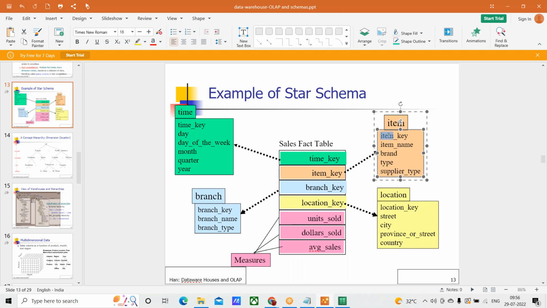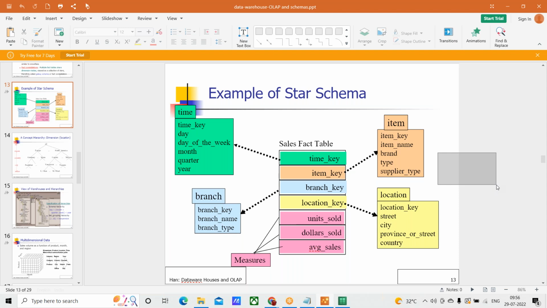But if the item table has only item key and supplier, and the supplier dimension, which I'm going to create here, holds only those 100 suppliers, with supplier key, supplier name, and all the products that each supplier supplies. I have 100 suppliers, and some supply 5 items, or 10, or 20, so only that much small data will be in the supplier table.